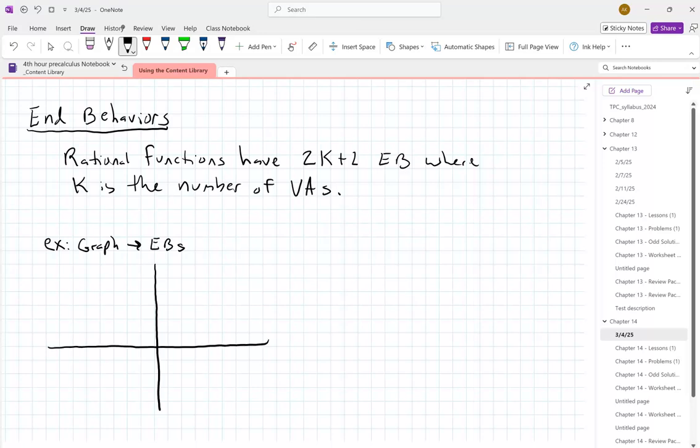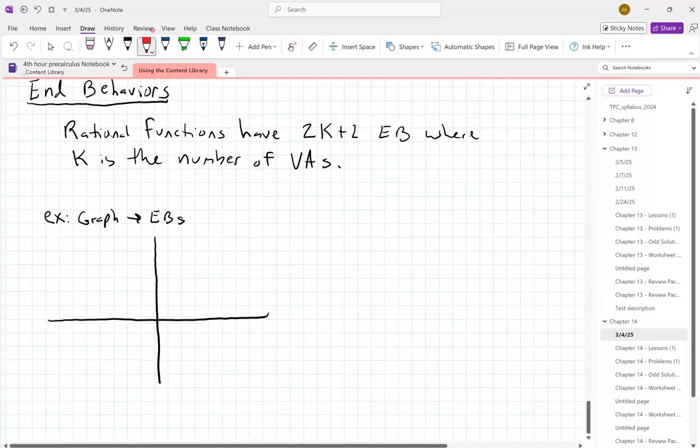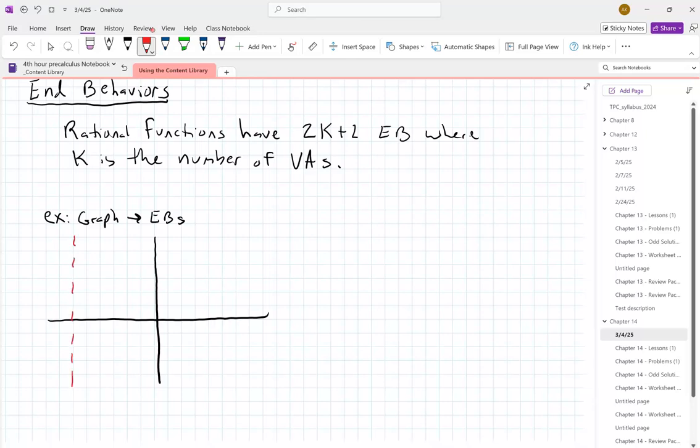So let's say that this function here that we're going to draw has 3 vertical asymptotes. How many end behaviors are we going to have for 3 vertical asymptotes? You can have 8. 2k plus 2. So 2 times 3 plus 2. That's 8 end behaviors, right? So I'm just going to kind of draw in some arbitrary ones.